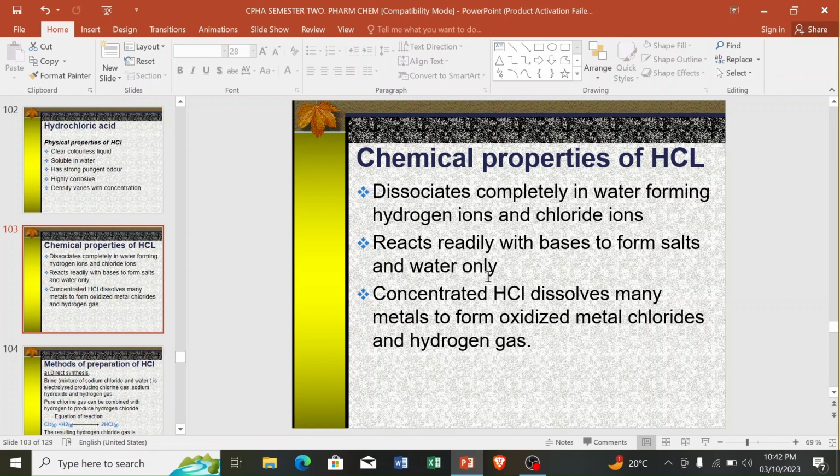Sorry, not sodium chloride, but sodium hydroxide is a base. Sodium chloride is a salt, so we cannot use it for reacting with acid. Let me repeat myself. An acid reacts with a base to form salts and water only. I was trying to give an example of sodium hydroxide reacting with HCl, that is hydrochloric acid, or hydrogen chloride, as another person can call it, to give us salts and water only. Concentrated HCl dissolves many metals to form oxidized metal chlorides and then hydrogen gas.